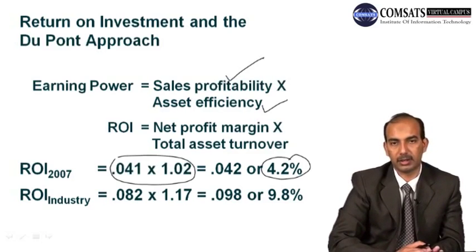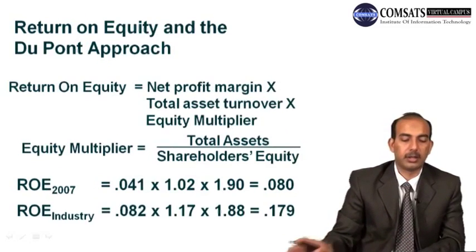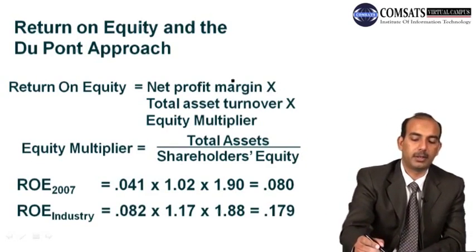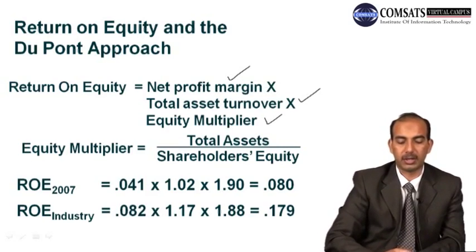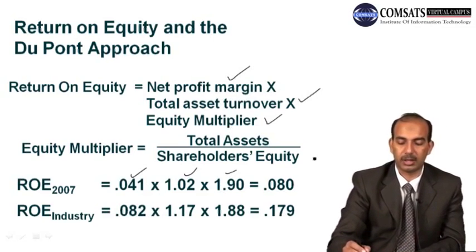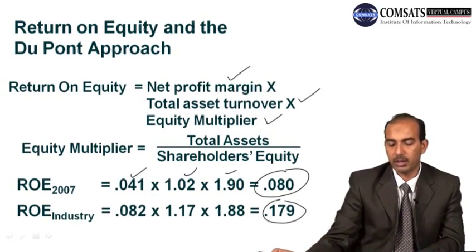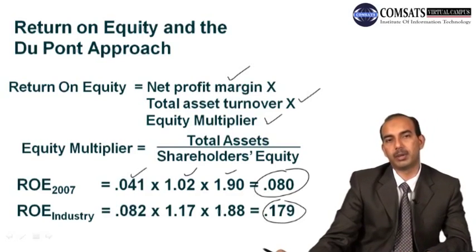And then if we look at the industry, we find 9.8% using the DuPont model. And then return on equity in the DuPont approach: here you can see we multiply three different ratios: net profit margin, total assets turnover, and equity multiplier. So we take all the calculations we did in our previous slides, and when we multiply them, we get a figure of 8% and 17.9%. If you look back at the calculations, they may not be different from each other, but to have exact, comprehensive calculations, you might need the DuPont approach as well.